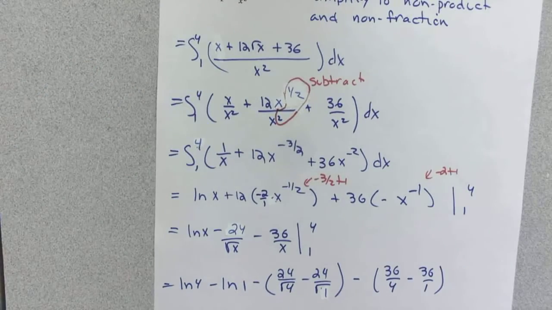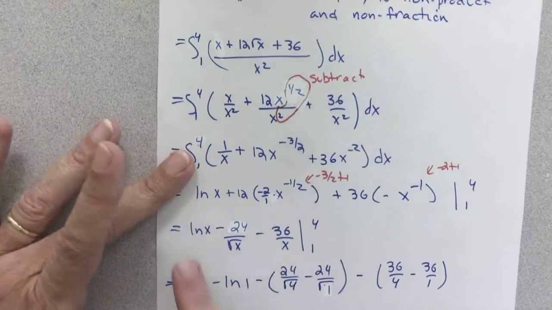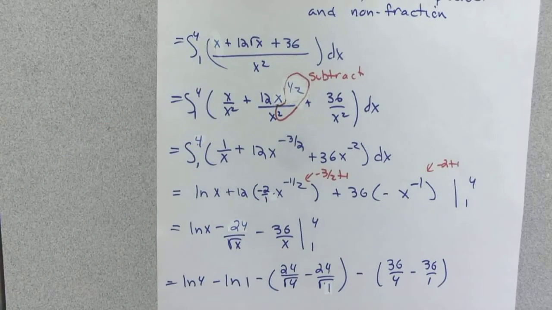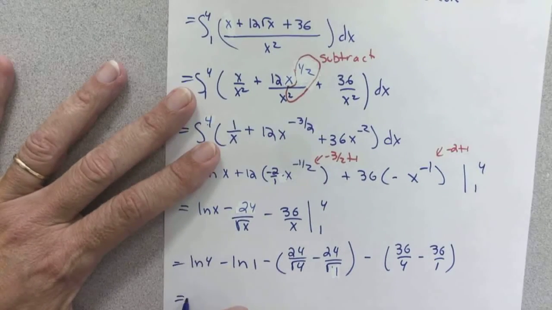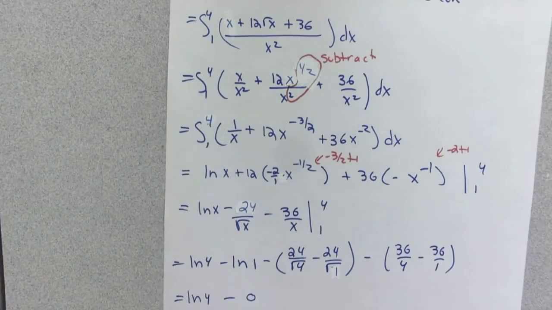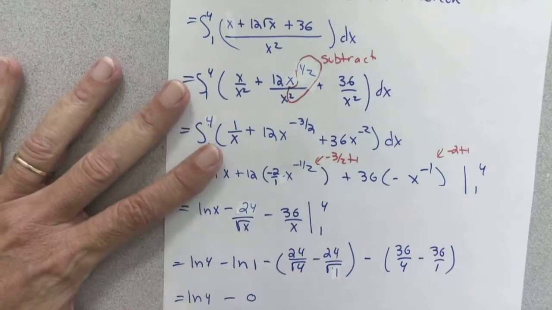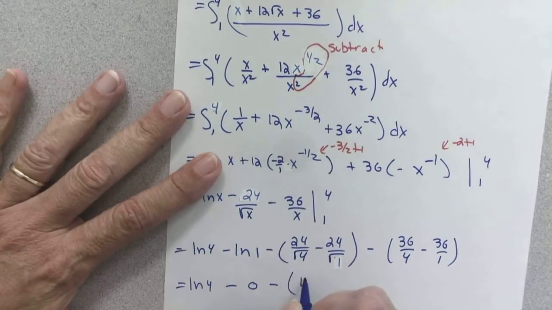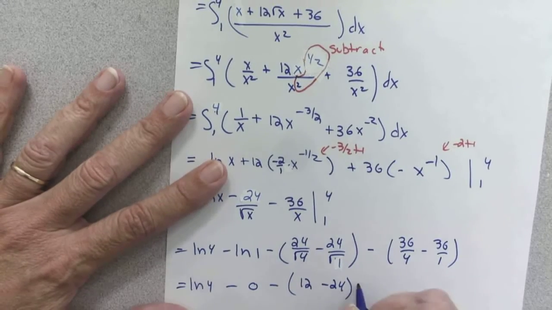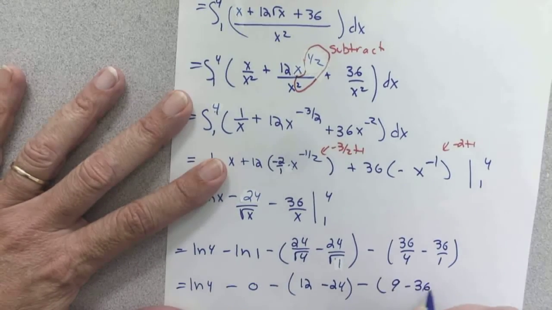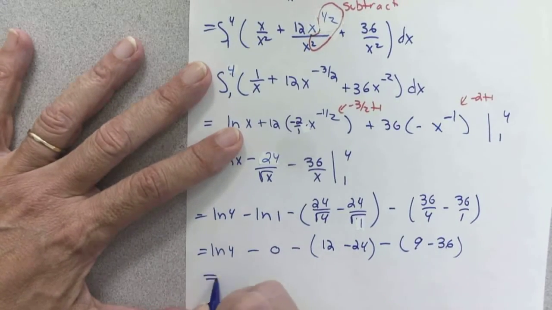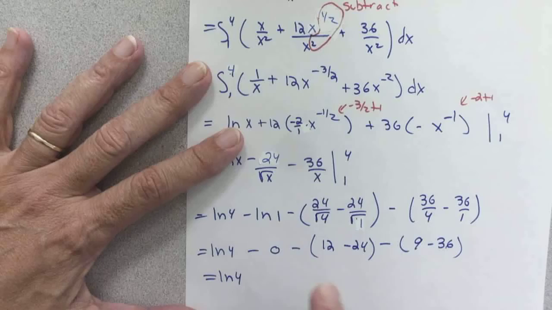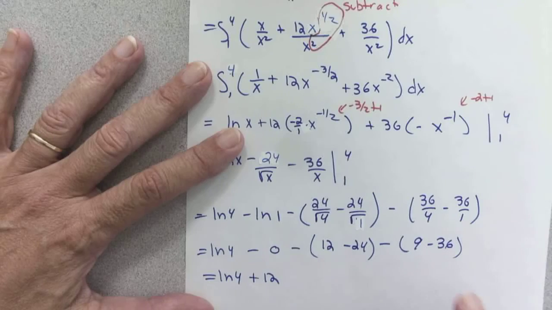And like I said, I personally just prefer to work term by term. So I just do each term individually. You could also plug 4 into everybody, plug 1 in everybody, and then subtract those two values. And so I get natural log of 4 minus 0. Natural log of 1 is 0. Minus the quantity, that's going to be 24 divided by 2 for 12. Minus 24, then minus 9 minus 36. And so natural log of 4. The 0 is going to go away. That's going to be minus 12, but then I have a negative, so plus 12.